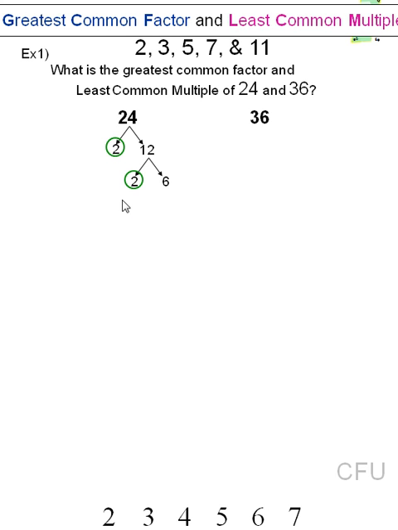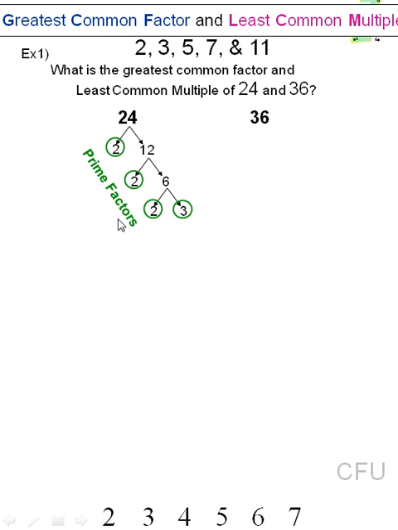So far, so good? Now check this one out. 6 can be divided by 2 or 3. So I write it out. 2 and 3. And both of these are what? Prime. So that's why these, if I was to multiply them, at the end I should get the same number I started with, which is 24. That's why these are known as prime factors.